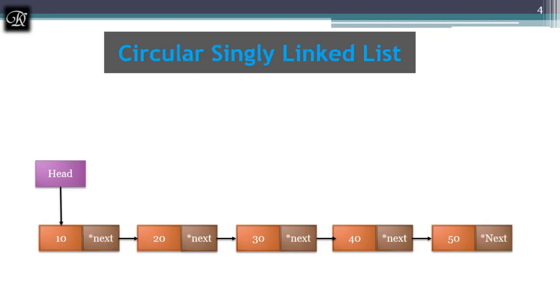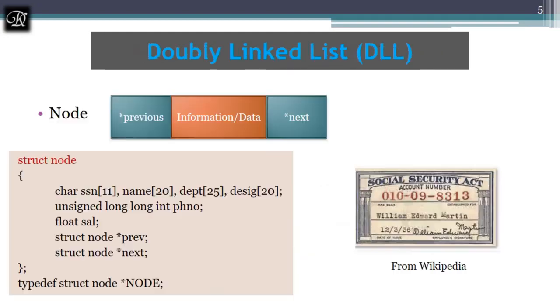This is avoided in the circular singly linked list, where we connect the last node to the head, so we can reach from the last node to the head node. But the problem that still exists over here is that traversing in between the nodes is not possible. This is supported in the doubly linked list. The doubly linked list comes with an additional pointer called previous along with the next. This is the information we are going to create for the structure to create the doubly linked list.